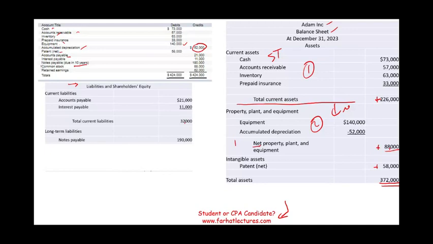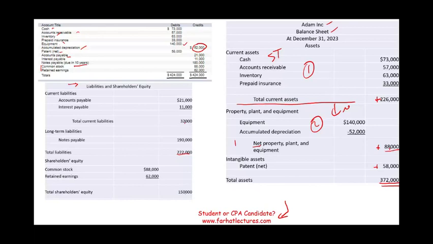Now after the long term, I have common stock and retained earnings. I hope you know this. Those are equity accounts. I can add up my total liabilities of 222,000. Very simple. I have two equity accounts, common stock and retained earnings, and this is my total stockholders' equity, 150,000.